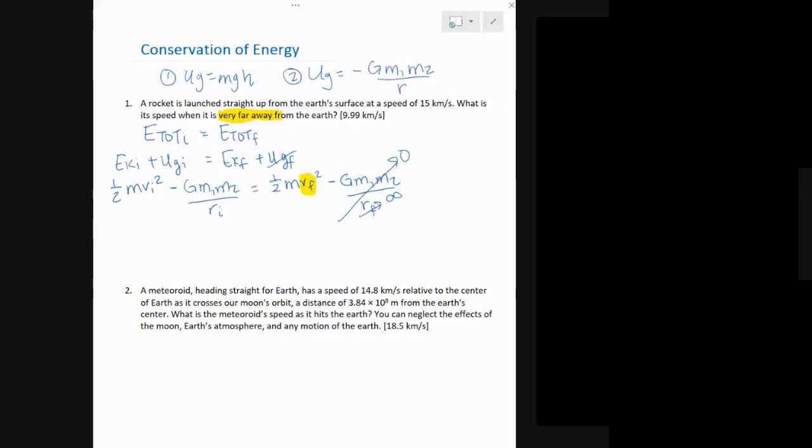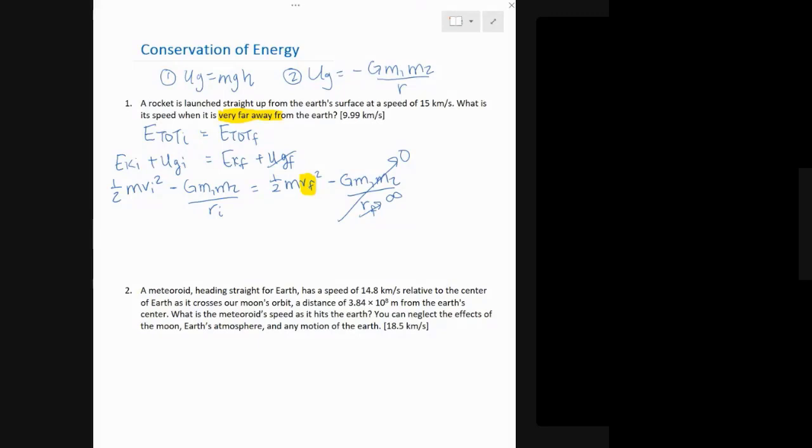Do we just assume RF goes to 0? RF is not 0, RF is infinity, because it says very far away, so we're going to assume that means infinitely far away. If RF goes to infinity, then that whole term goes to 0, because when you divide by a really huge number, you get a really tiny number, so it's approaching 0. Okay, so we're solving for V final.